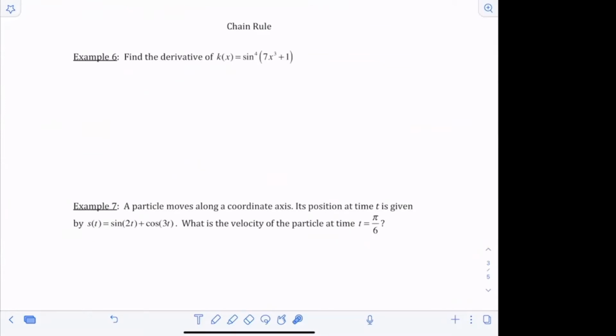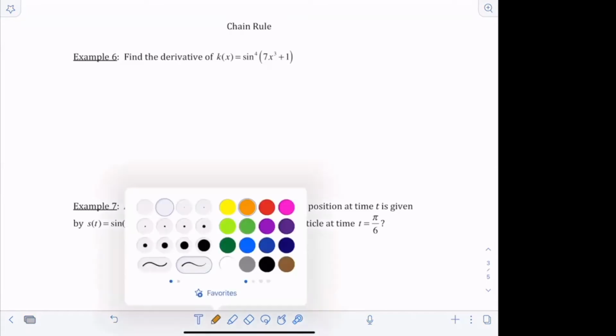Take a look at example 6. When you look at example 6, what do you see here? I'm not sure if you see what I see. Let's do this one step by step.